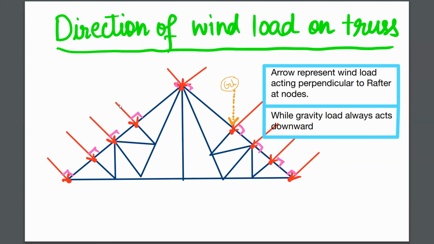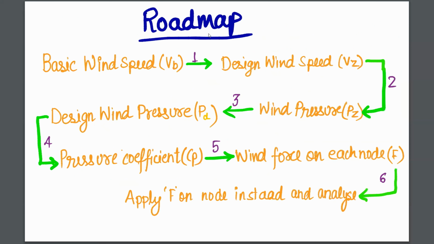And further, after calculating the value of these vectors, we will divide it into x component and y component and further apply it in Staad Pro. Okay, so let us see how we will do it step by step. So moving to the next slide, this is our roadmap. This is the roadmap to calculate the wind load from IS code.